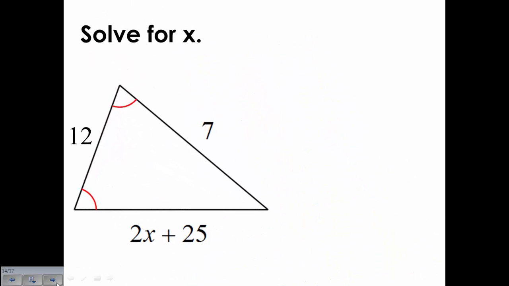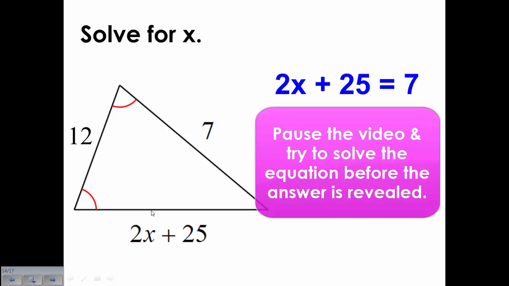Take a look at this example and make sure you copy it down and put it in your notes. I have two angles that are equal to each other, so the sides opposite them, 7 and the 2x plus 25, must be congruent to each other. Pause the video and see if you can solve this problem before I move on.